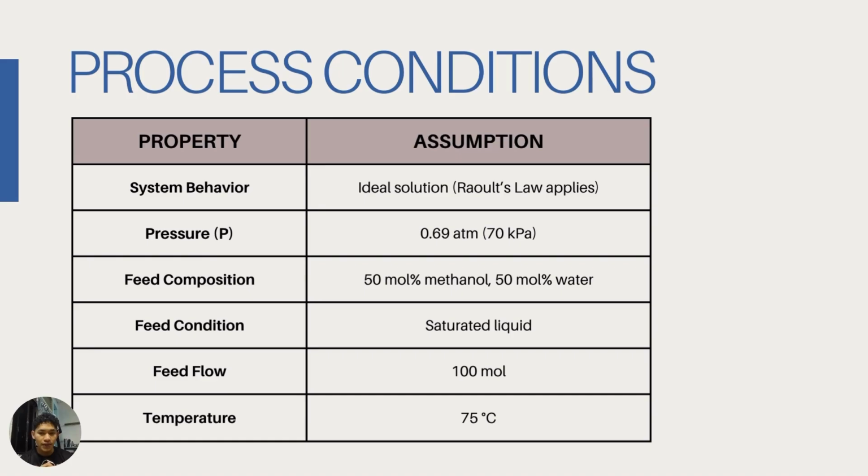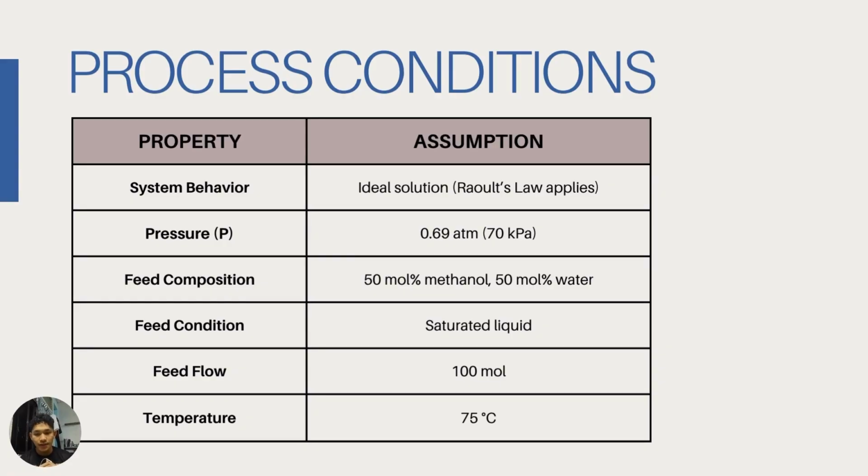The fourth one is the feed condition. We choose a saturated liquid. The feed enters as a saturated liquid to ensure immediate evaporation when the pressure drops in the flash drum. This avoids unnecessary preheating or complications from a two-phase feed stream.